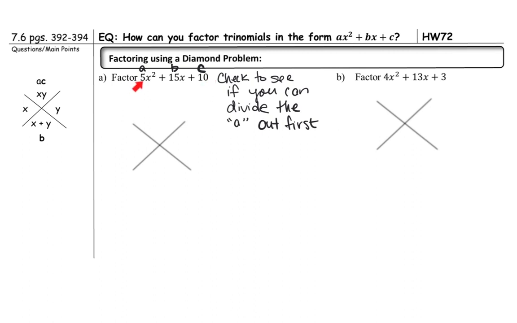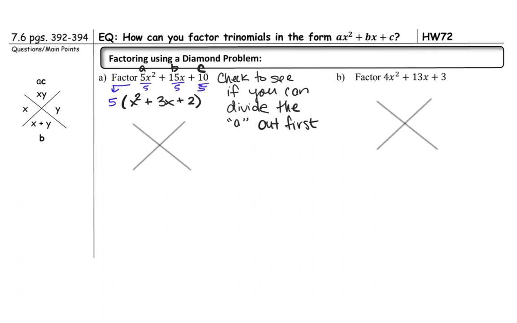5 goes into itself, 15 and 10. So let's do that first. Factoring out a 5 means I'm dividing all three terms by that coefficient of 5. So we have 5x squared divided by 5. That's going to leave me with x squared. 15x divided by 5 is going to leave me with 3x. And then 10 divided by 5 is 2.